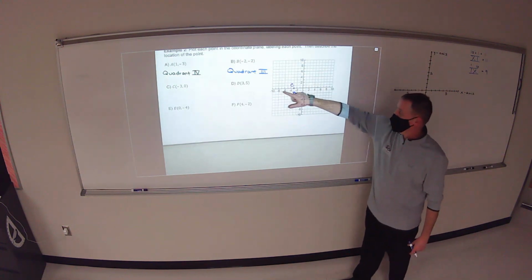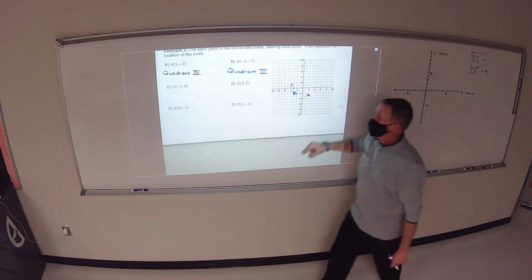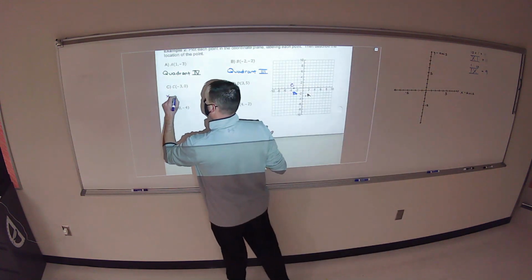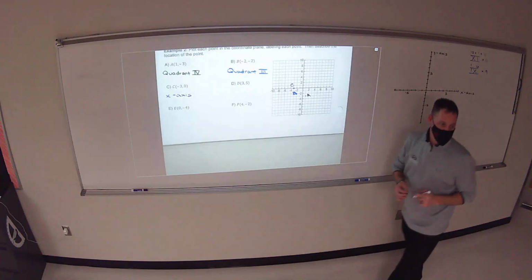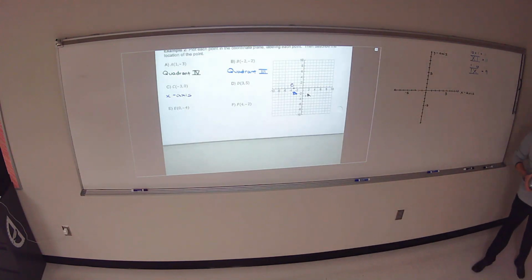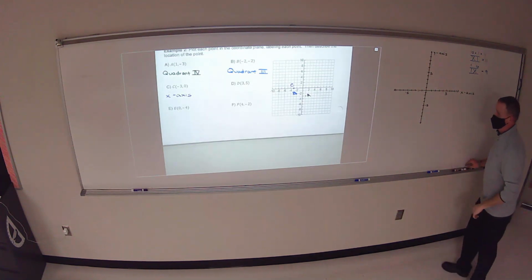Cynthia, help her out. Where's this at? It's on the x-axis. Okay, remember that's one of the 7 possible locations. We got quadrant 1, 2, 3, 4, the x-axis, the y-axis, and the origin. We want to use all of those as part of my descriptors.